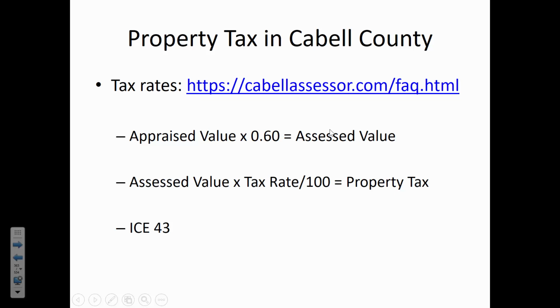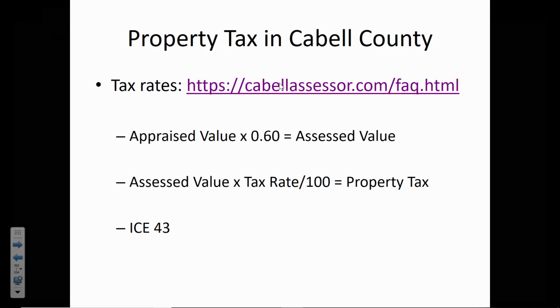And the appraised value is what the assessor would go out and look at your home or any equipment that's going to be taxed. And then they multiply that by 60%, and that's actually what you have to pay the property tax based on. So the formula that relates appraised value and the assessed value is right here. And let me show you these tax rates. We'll go to the assessor's website.